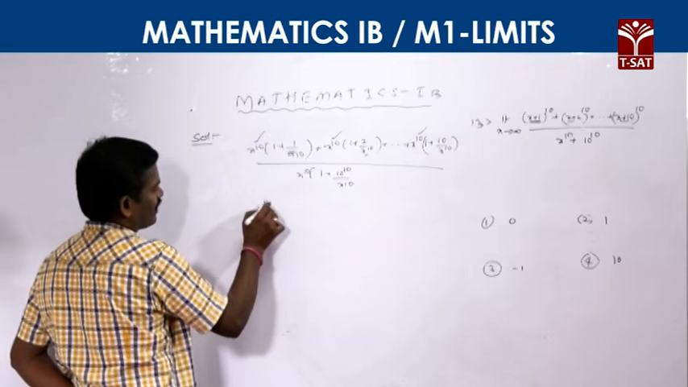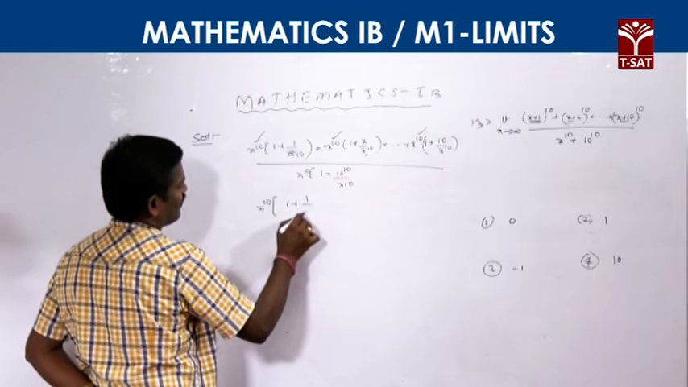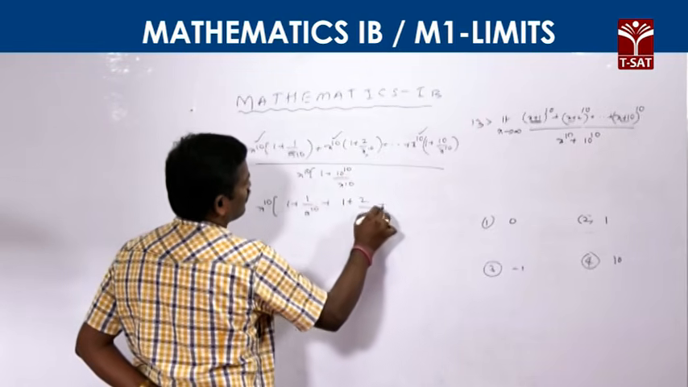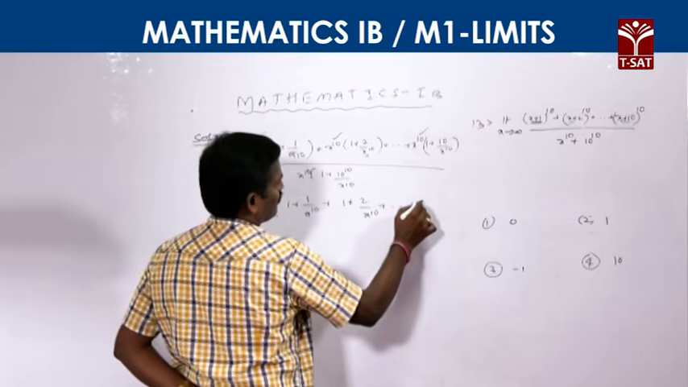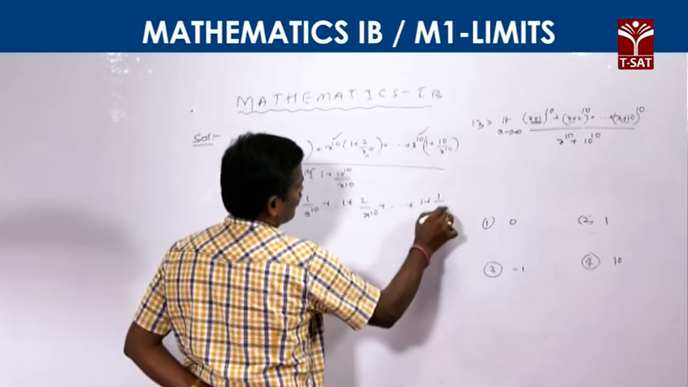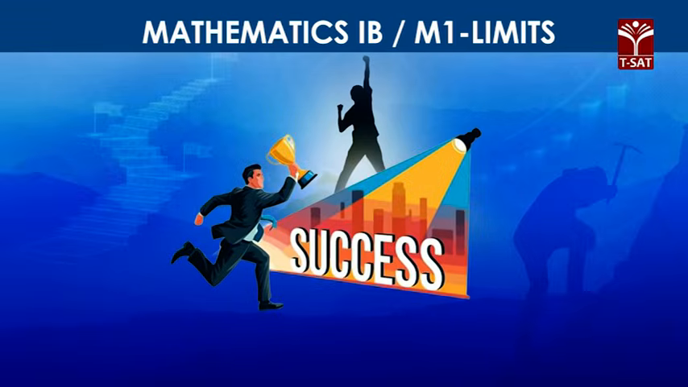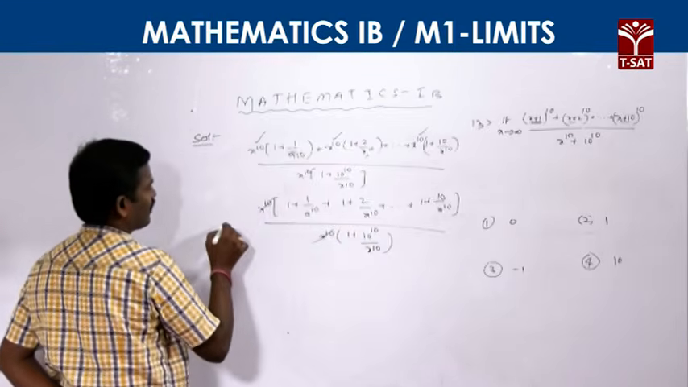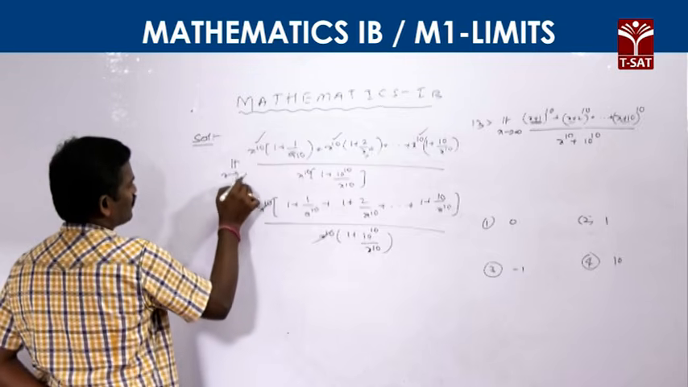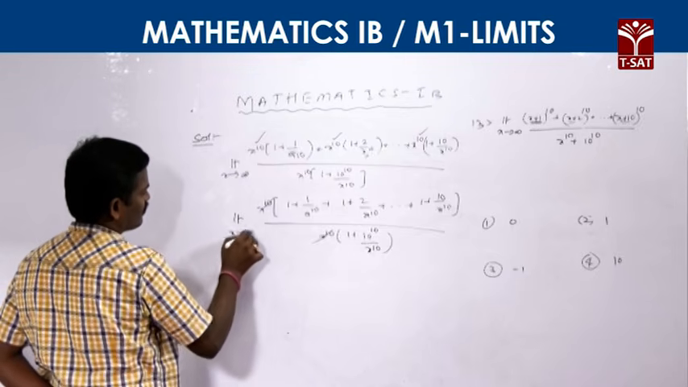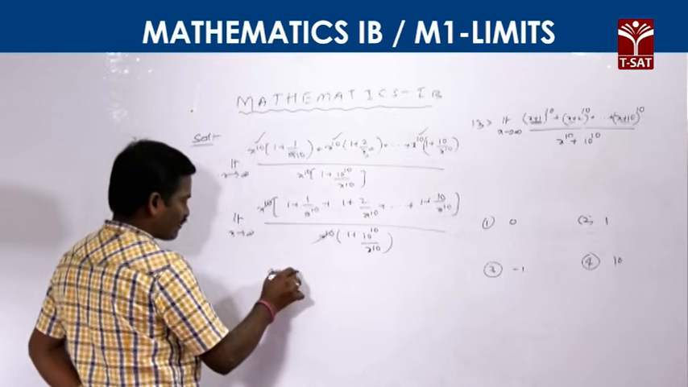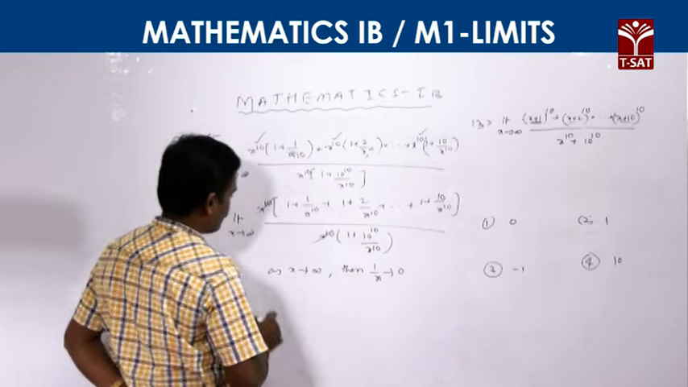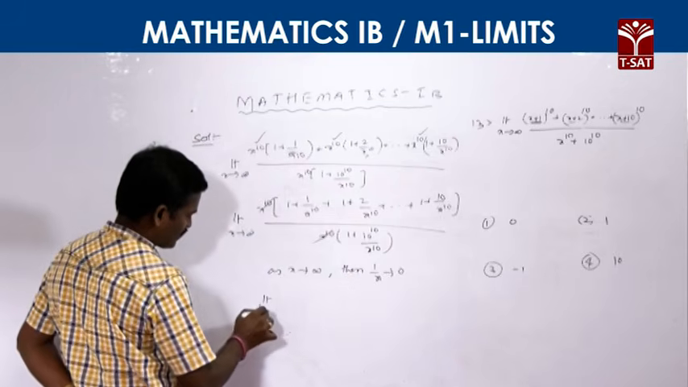Again taking x power 10 common: (1 plus 1 by x) power 10 plus (1 plus 2 by x) power 10 and so on, plus (1 plus 10 by x) power 10, by (1 plus 10 power 10 by x power 10). So x power 10 cancels. Here the limit is x approaches infinity, and here also. As x approaches infinity, 1 by x also tends to 0.